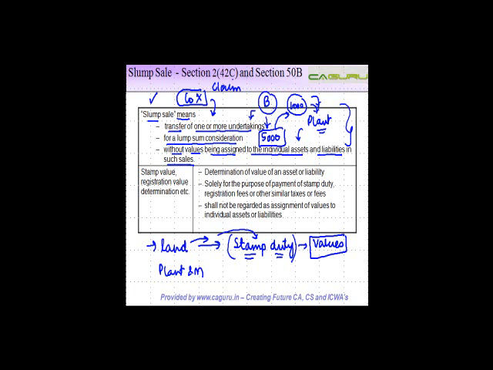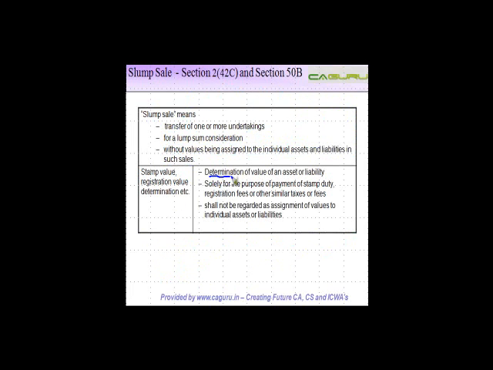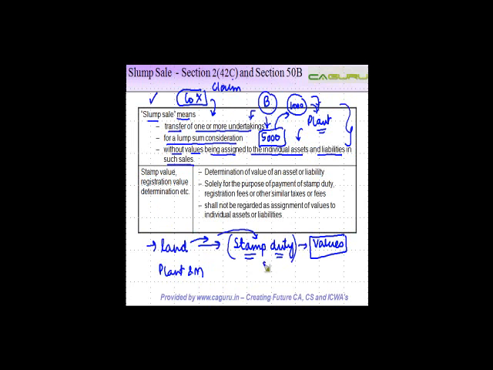The next point you need to note is the determination of the value of an asset or liability, stamp value, registration value, etc. Just like I explained, you might have to determine the stamp duty. Just because you are doing the valuation of land for the purpose of payment of stamp duty does not mean that this is not a slump sale.